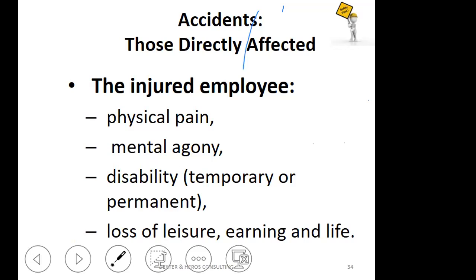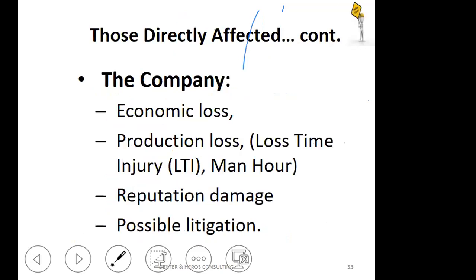The injured employee is also the one who loses his leisure or his earning or even his life. So they're affected directly. Companies are affected directly when accidents happen. Companies spend money. Company will lose production by what we call LTI, lost time injury. What is LTI? Anytime you are not working because an accident has happened is what we call LTI, lost time injury. It goes to 1 minute, 2 minutes, 3 minutes.